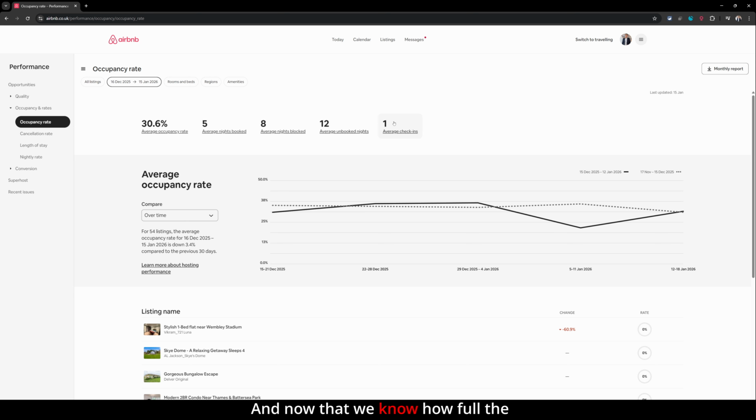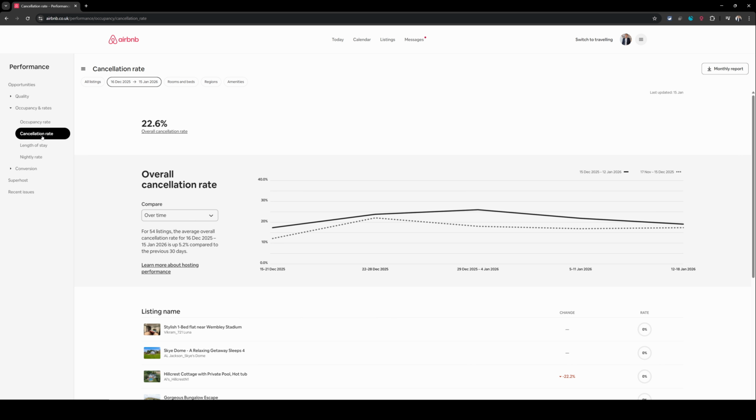And now that we know how full the calendar is, the next question is, are bookings sticking or falling apart? And that brings us to the cancellation rate, which is the next tab here. This screen shows overall cancellation rate, and this number matters more than most hosts realize. Cancellation rate tells you how much of your booked occupancy is real versus temporary. A high cancellation rate means your occupancy is inflated. You may look busy, but you're not secure.